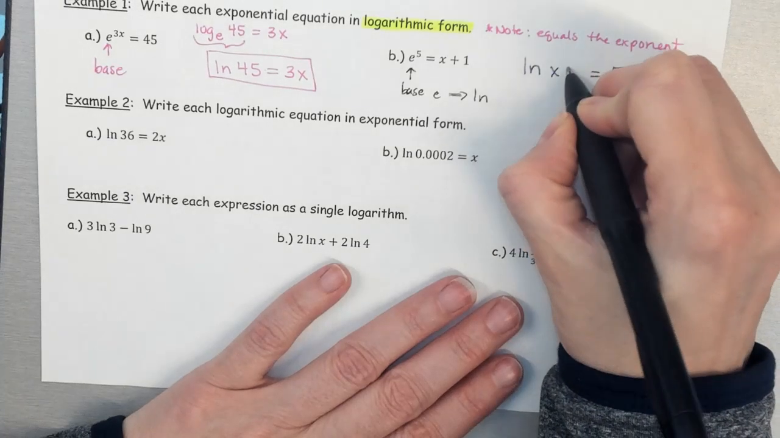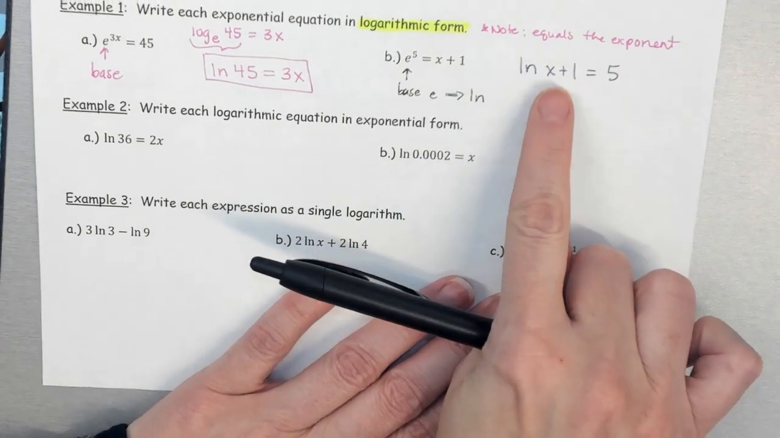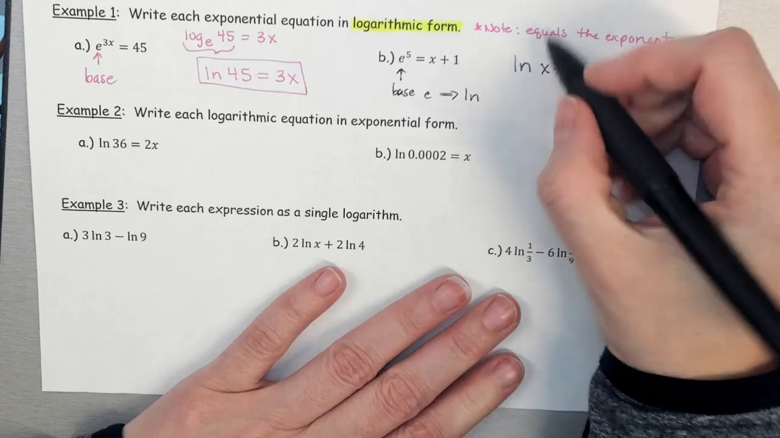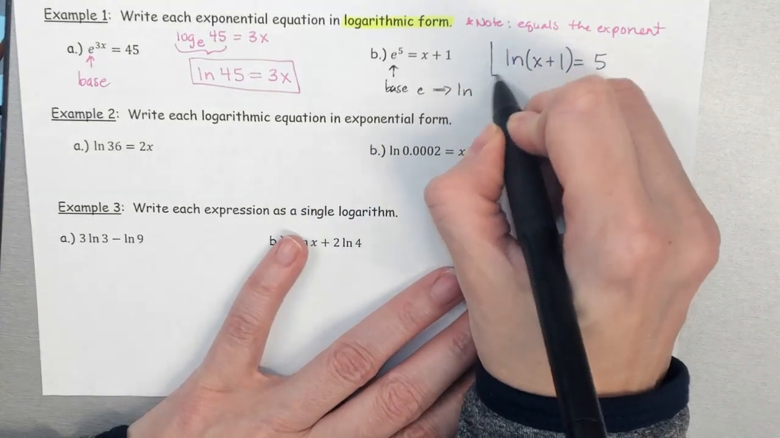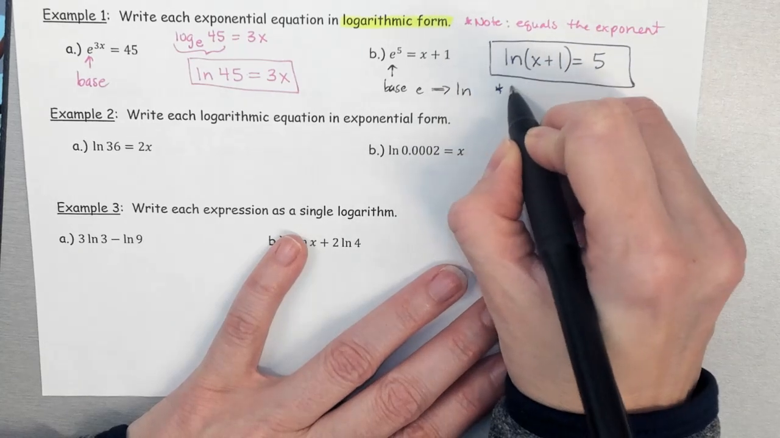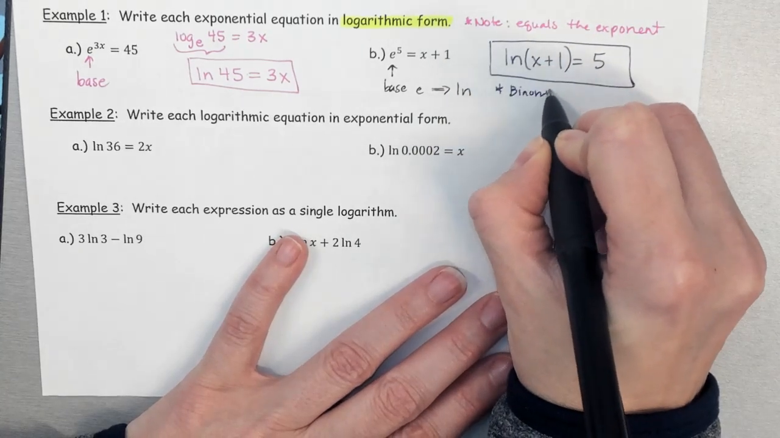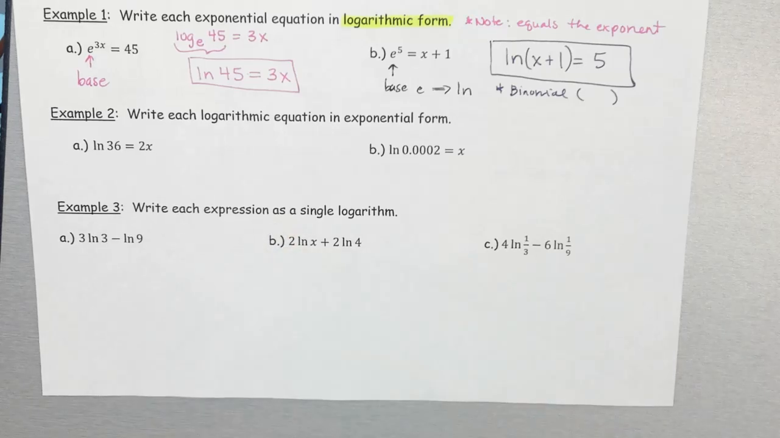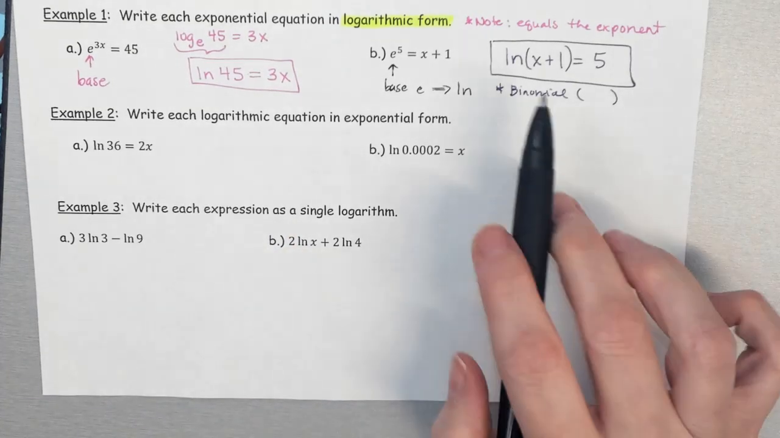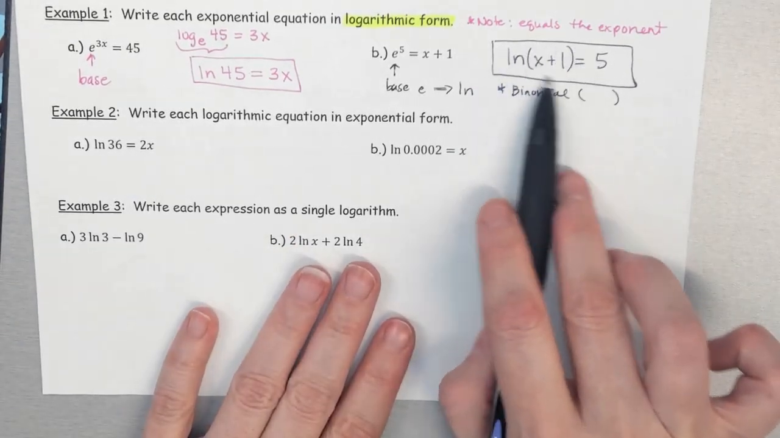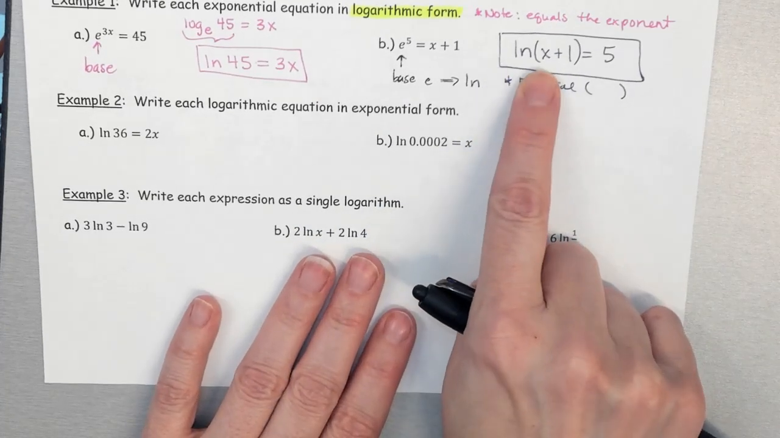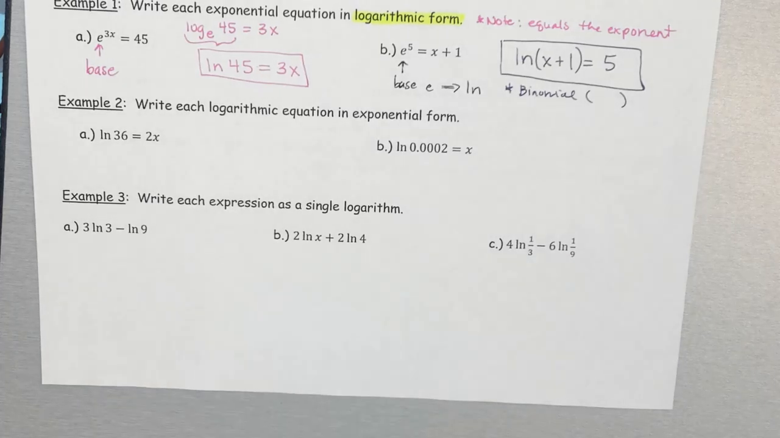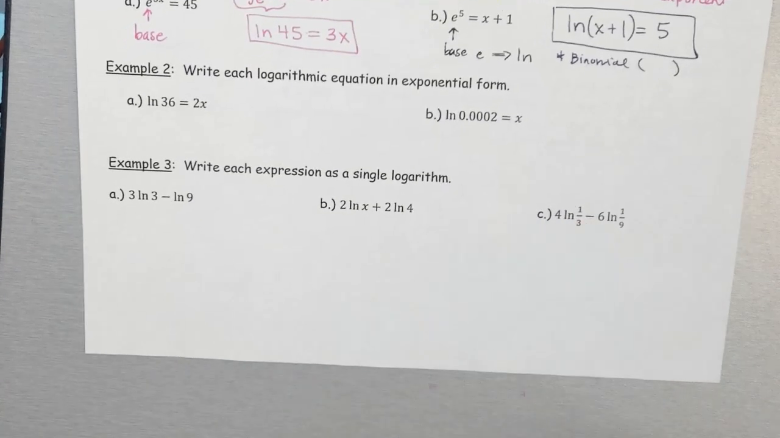And then you have x plus 1. If it's a binomial, you can't write it like this. You have to put your parentheses on there. Anytime it's a binomial, you're going to have to include the parentheses so that it means the natural log of this quantity, x plus 1. If you don't have the parentheses, then it's just the natural log of x, and then you're adding 1 to that value. So they do mean two different things.